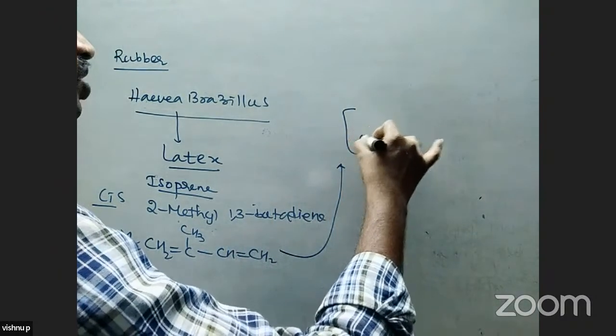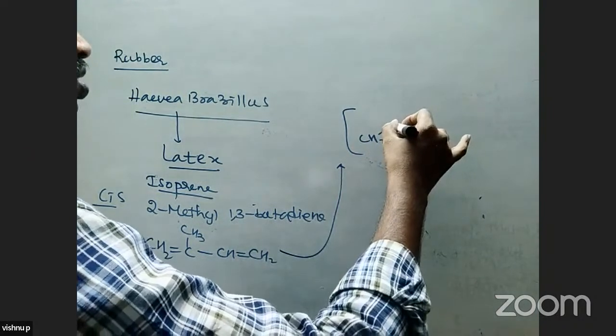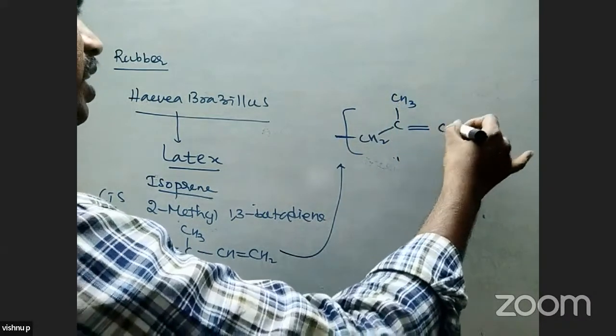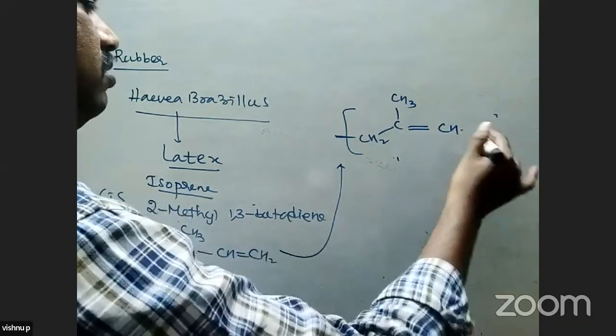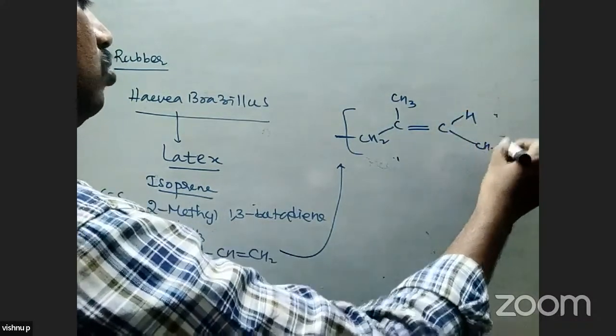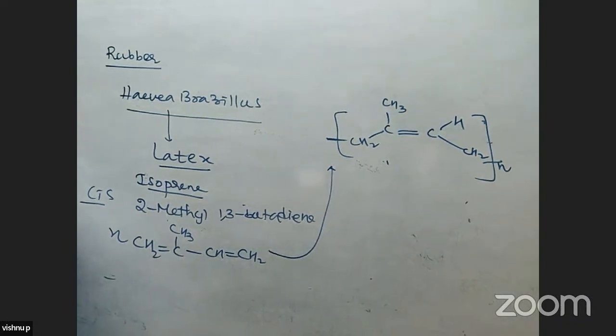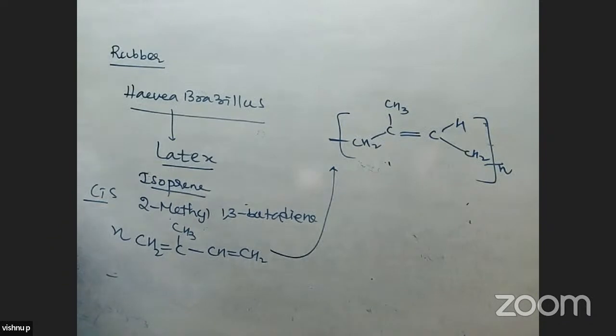This is the structure: CH2, CH, CH3, double bond, CH, CH2, n number of molecules. These are the isoprene units involved in the polymerization process. But what type of attractive forces are present? Weak attractive forces are present in this. So natural rubber shows low tensile strength and a low melting point.